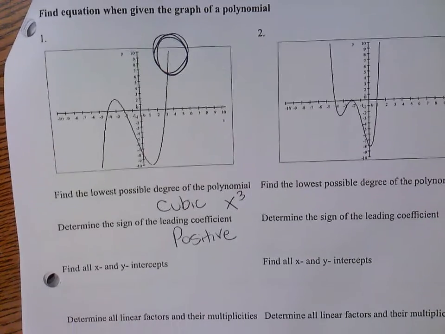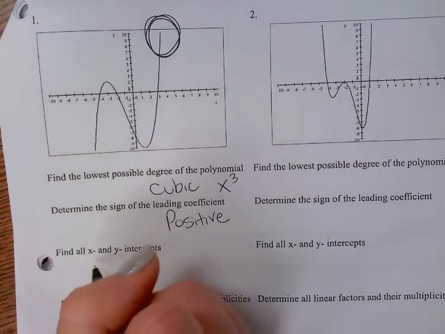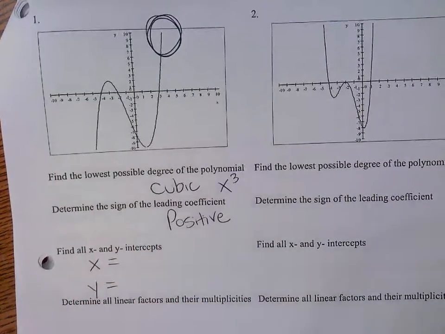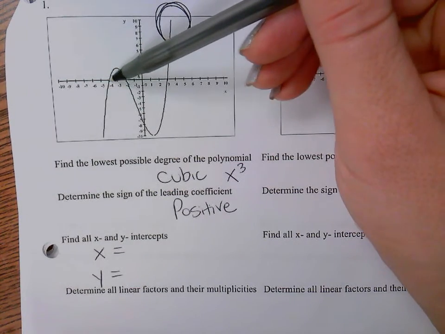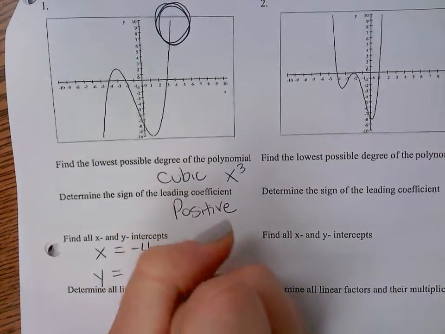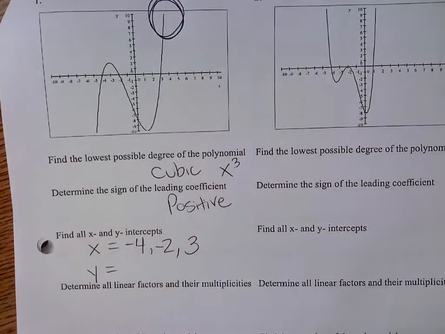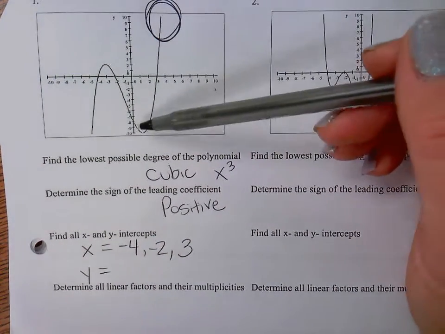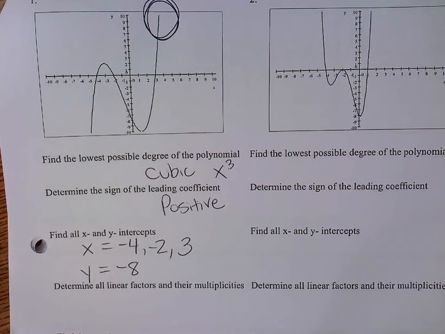All right. Find all the x and y intercepts. So let's see. Give me the x-intercepts and give me the y-intercept. So the x-intercepts are -4, -2, and +3. All right, and the y-intercept is -8? All right, I think you can all do that, right? You can look at a graph and find out that information. I didn't need a calculator.